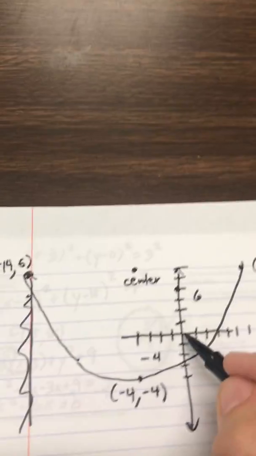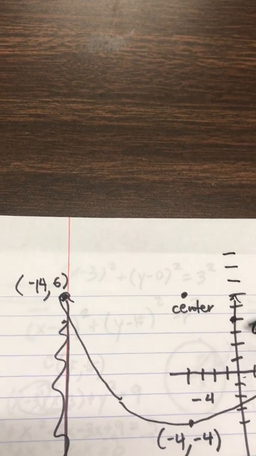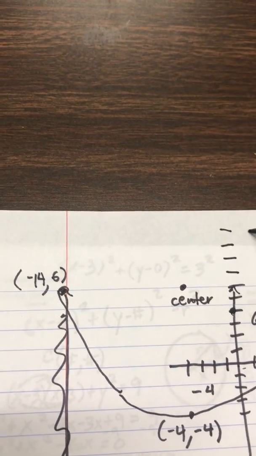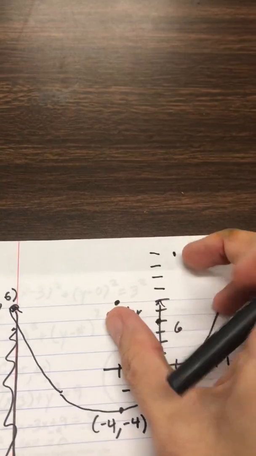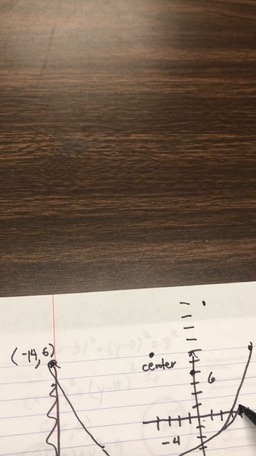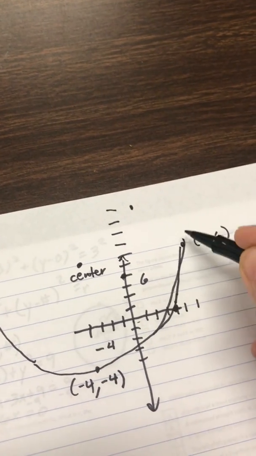2, 10. 6, 7, 8, 9, 10. 2, 10 also does not, see how that distance is not 10. So that's not on the circle. 4, 0. So 1, 2, 3, 4, 0. Ooh, that got pretty darn close to where I kind of sketched my circle.